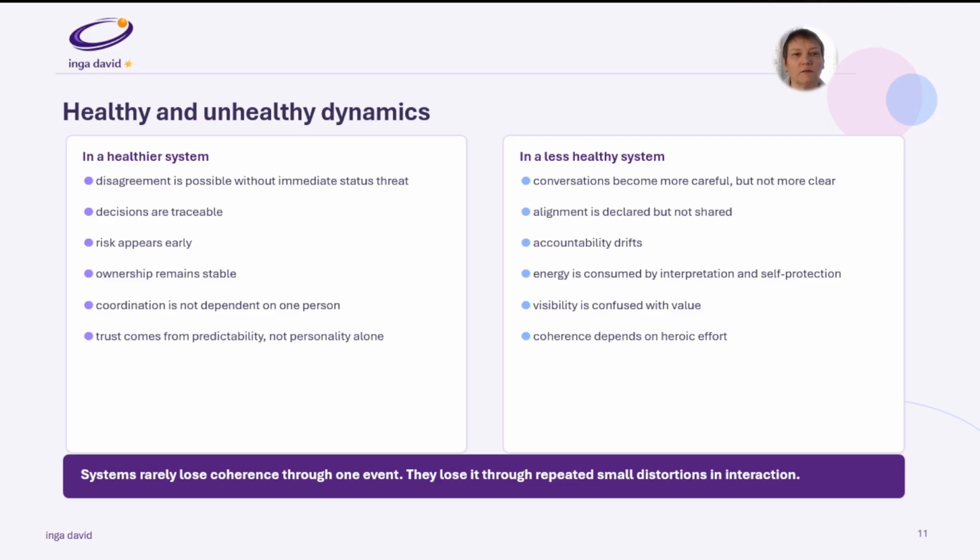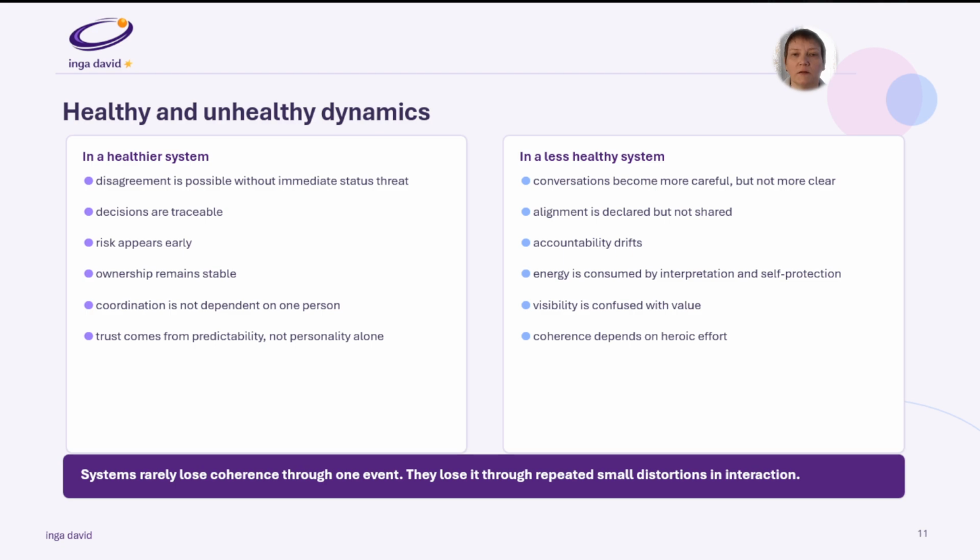Healthy and unhealthy dynamics. In a healthier system, disagreement is possible without immediate status threat. Decisions are traceable. Risk appears early. Ownership remains stable. Coordination is not dependent on one person. Trust comes from predictability, not personality alone.